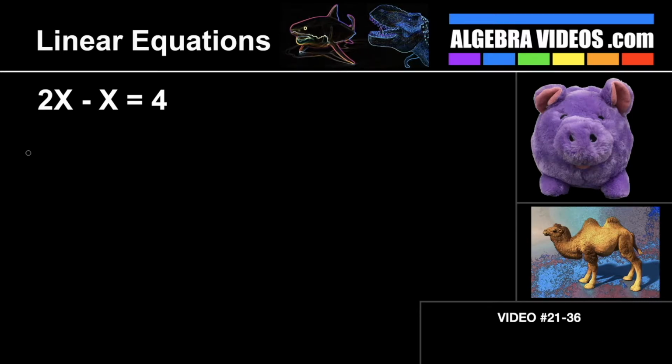2x minus x equals 4. How do we do a problem like this? Okay, well, there's two steps. If you look over here at the camel, I'm going to draw a little mark on the first hump.